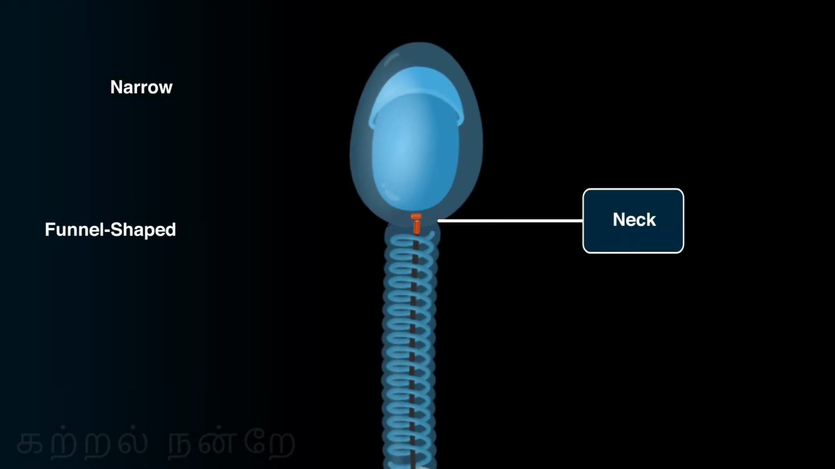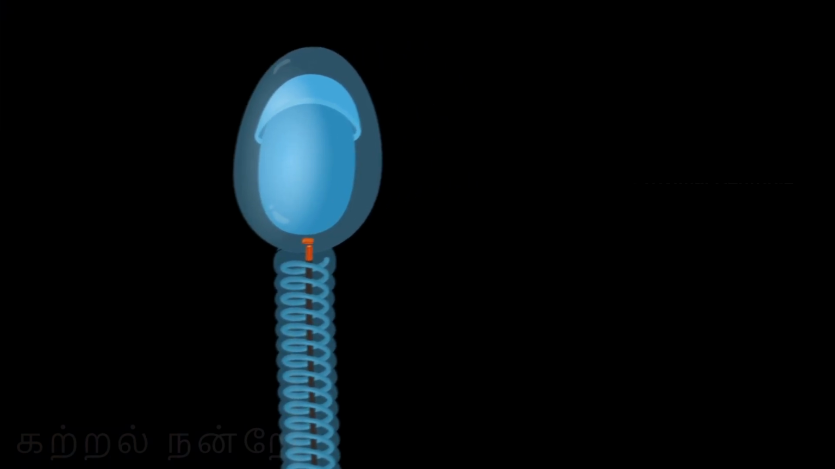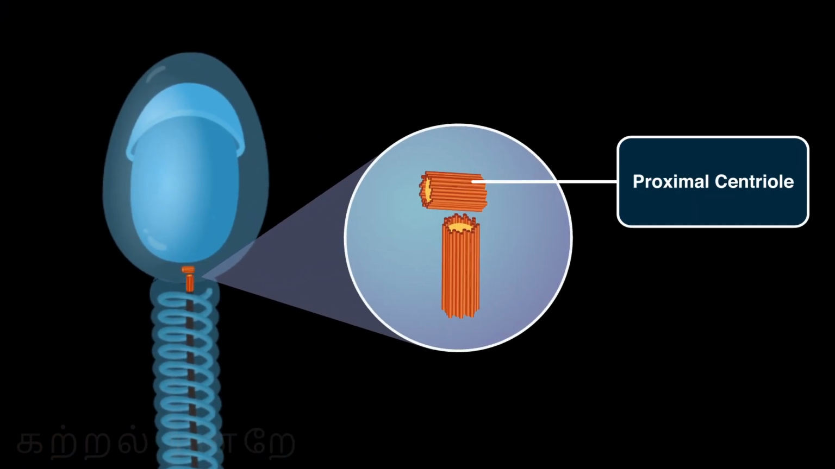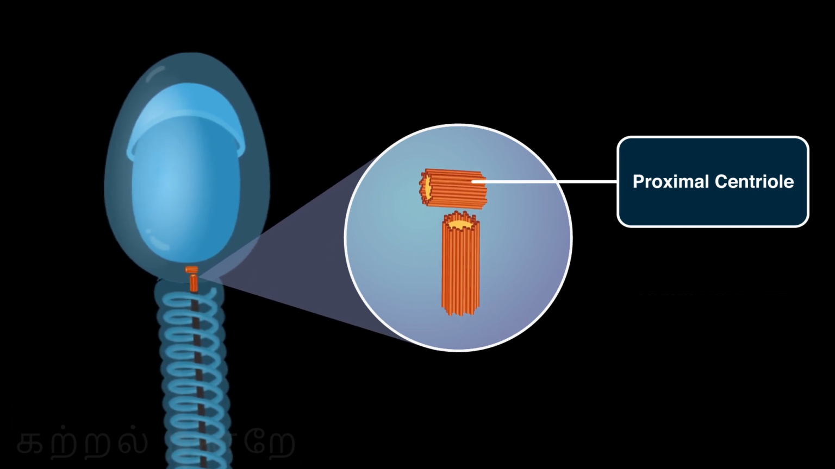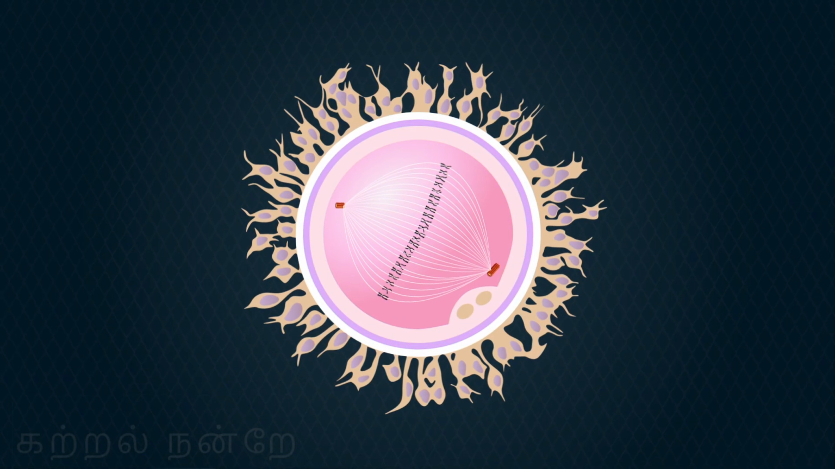The narrow, funnel-shaped neck region connects the head to the rest of the sperm cell and is referred to as the connecting piece. This region contains 2 centrioles. Proximal centriole is located close to the nucleus, and the distal centriole is positioned slightly farther from the nucleus. The proximal centriole plays a role in the first division of the zygote during cleavage after fertilization.